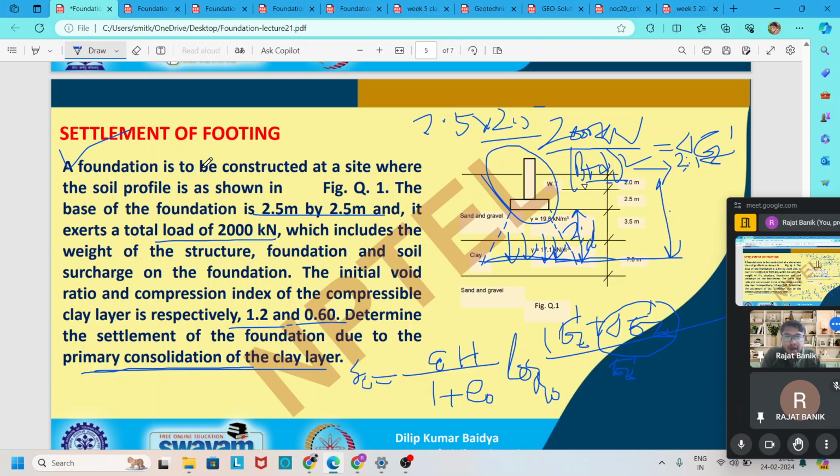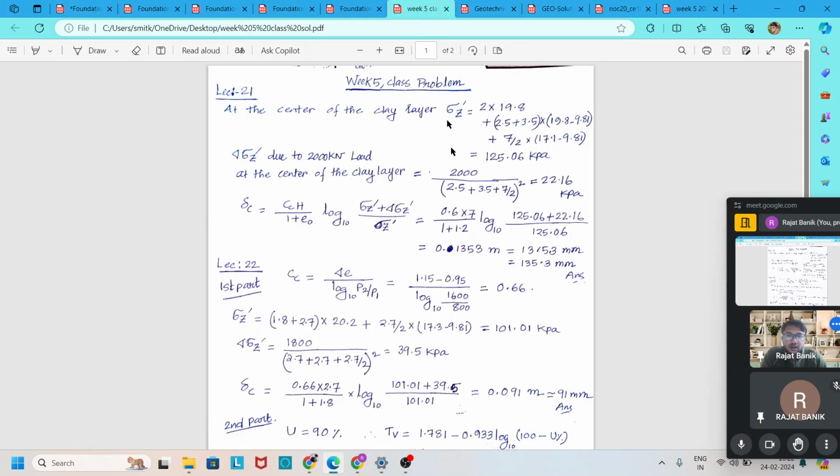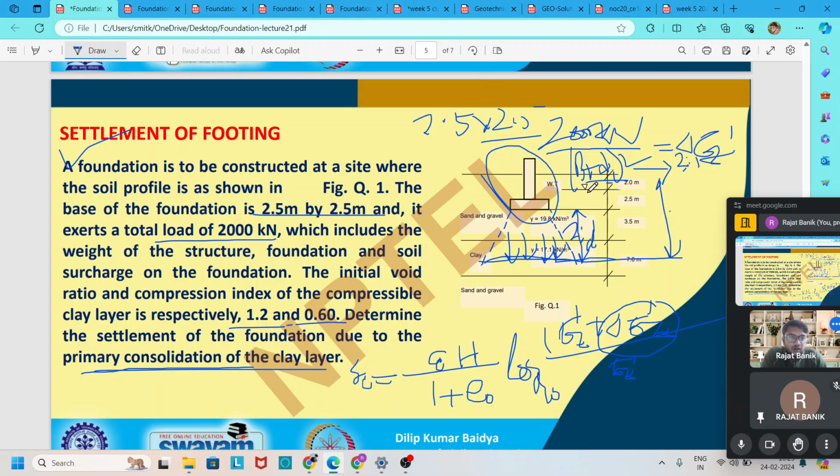So I solved this question, and you can see the solution here. You see that I first find the sigma dash, which is nothing but 2 into 19.8.